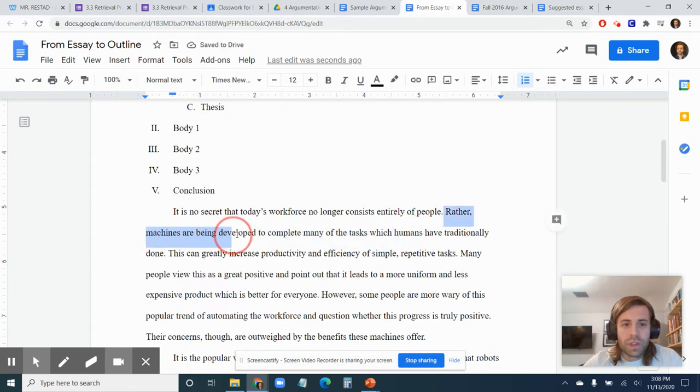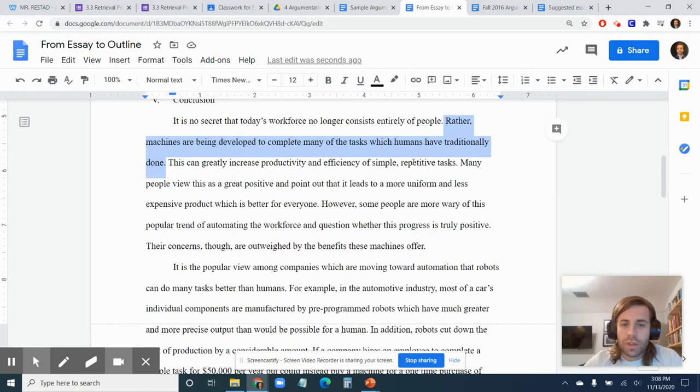So rather, machines are being developed to complete many tasks which they're traditionally done. This can greatly increase productivity and efficiency of a simple task. Well, here I kind of have to make a decision. And is what I'm getting right here, is this kind of background information, or are they starting to make their main claim? Is this their thesis? Let's keep reading and find out.